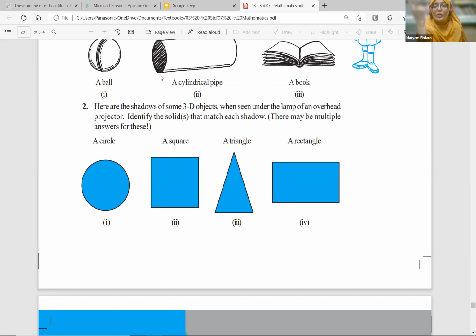What about the second part of the question? What if your shadow is the shape of a square? What could have been the shape of the 3D object whose shadow we are talking about? Think. A dice. Okay, a dice is the object. I'm asking what could have been the shape of the 3D object. Don't tell me the object as such, tell me the shape. Cube. Yes, cube.